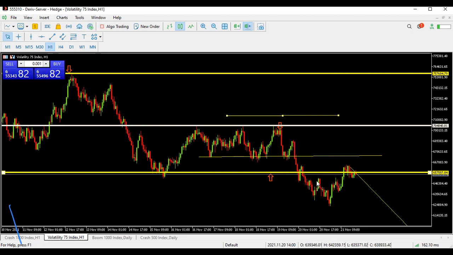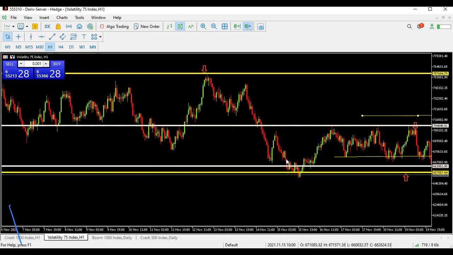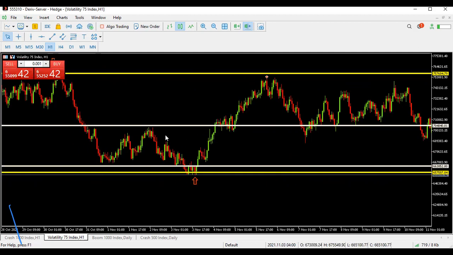But look at what price is doing. It has gone to this zone and look at the reaction. Remember, zones are not one straight line. All these areas are valid zones, they are all the same. Let's go back and see them.